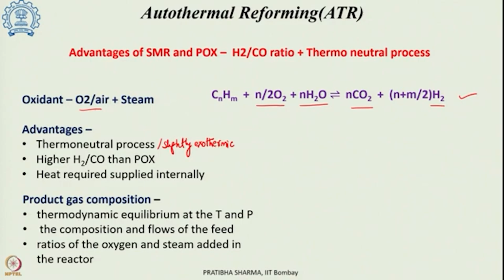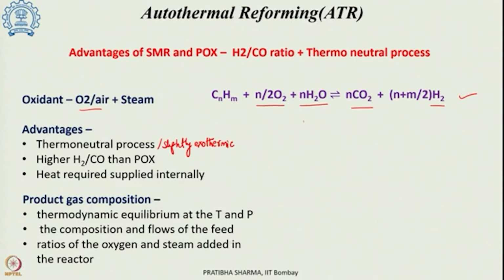The product gas that we will get from an autothermal reformer, however, will depend on several things: the exit temperature and pressure, the thermodynamic equilibrium composition of the various constituents, the composition as well as flow of the reactants, the feed as well as the oxidant, and the ratios of the oxygen and steam which are used in the reactor.